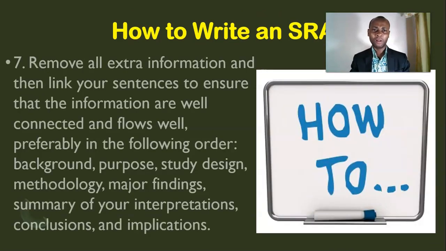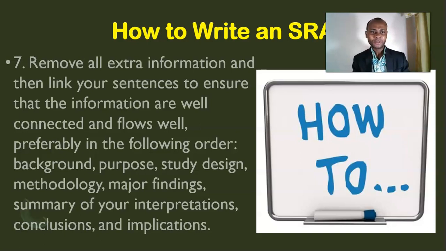Number seven, remove all extra information, and then link your sentences to ensure that information is well connected and flows well. So you got a piece from the introduction, a piece from the objective, a piece from the methodology, from the result, from the conclusion. Now you have to put them all together. You add some conjunctions, and then you put them together so that it flows naturally. So whoever reads it will not see it as pieces of information, but he will see it as a story. I mean, it should flow like a story.